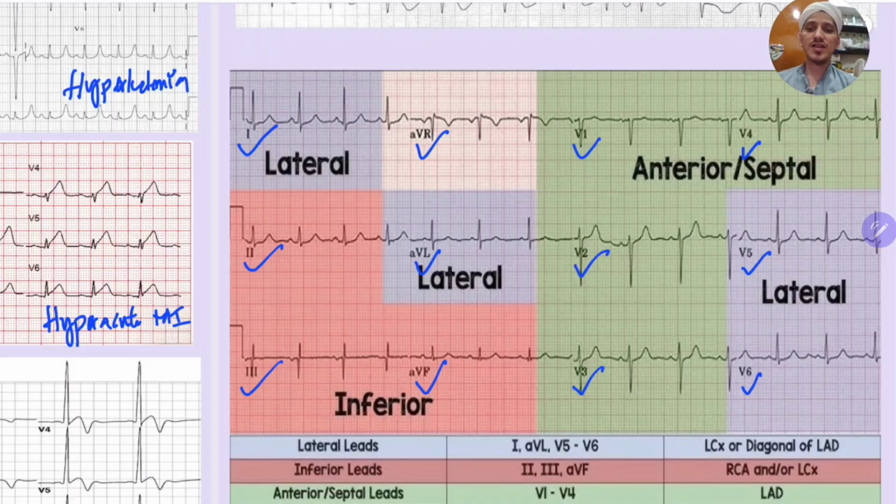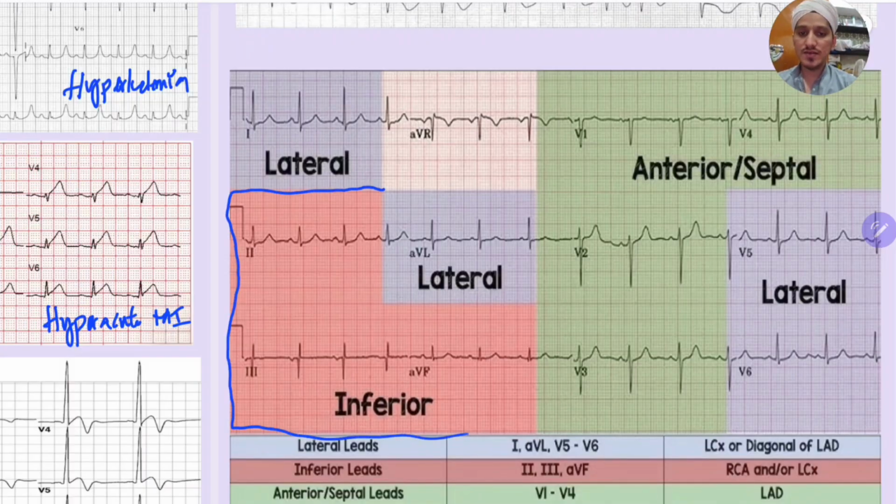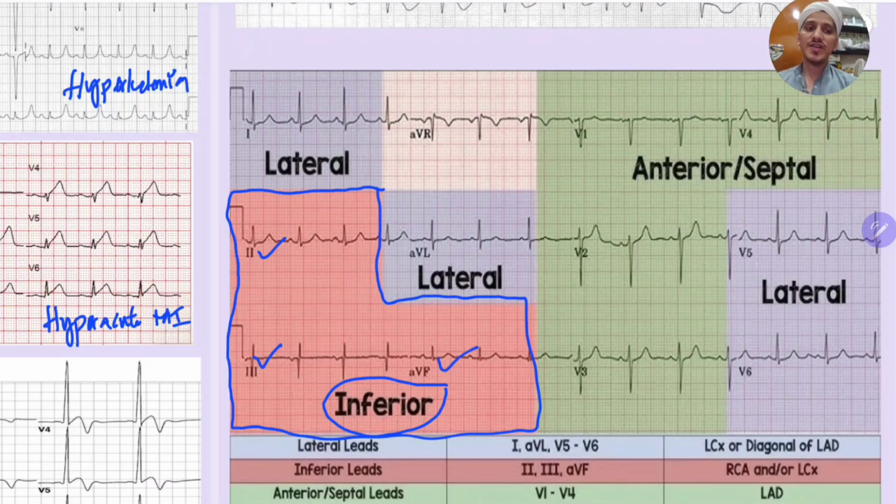Just remember this. The leads will be arranged in this manner in those 3-channel ECGs. Now you just remember what are the inferior leads, what are the anteroseptal leads, and what are the lateral leads. See here, if you draw a box like this, these are nothing but the inferior leads, that is 2, 3, and AVF. Okay, these are inferior leads.